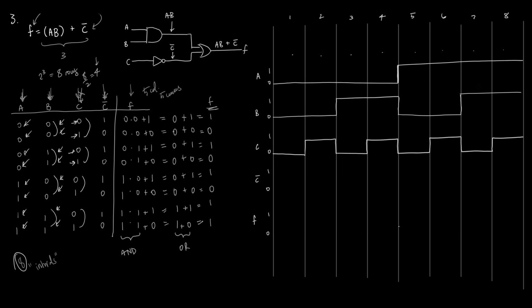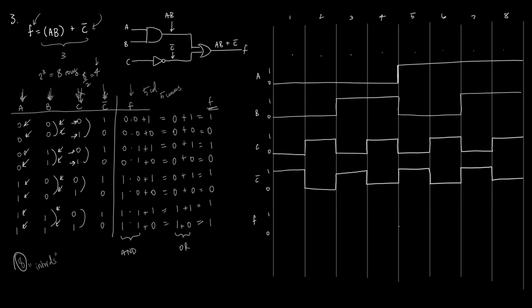Now, not C is simply going to be the opposite of C. So without using the truth table at all, we can take a look at this and go, wherever this is 0, not C has to be 1, and wherever this is 1, not C has to be 0. So we're just going to do the opposite of the C waveform. So here it's going to be 1, it's going to go down to 0, up to 1, down to 0, up to 1, down to 0, up to 1, down to 0.